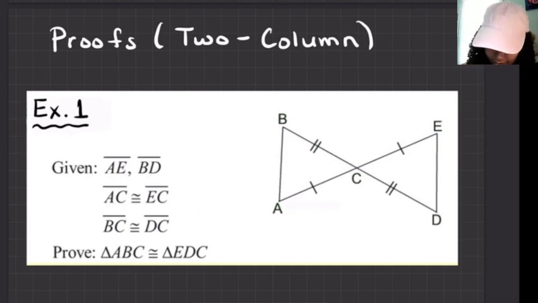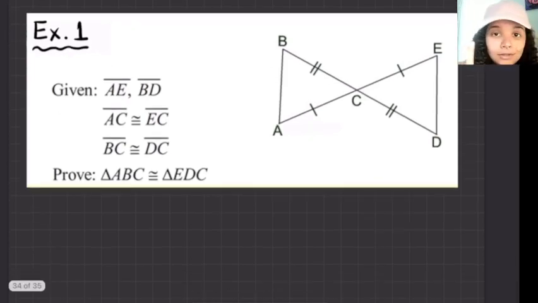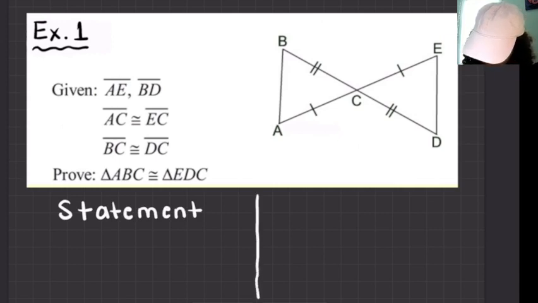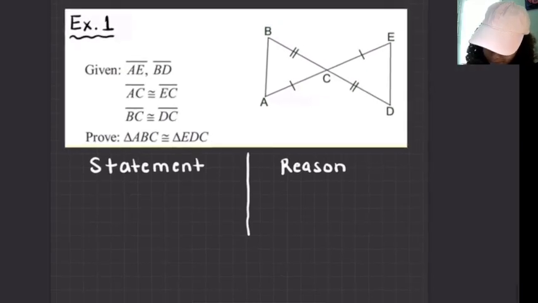So today we're going to be talking about proofs. And specifically, we're going to talk about what are called two-column proofs, okay? They're called two-column proofs because there are, you guessed it, two columns, okay? So let's take a look at this example here, and I'm going to show you guys how a two-column proof looks. So on one side, you'll have the statement, and you're going to go ahead and draw out your column, and on the other side, you'll have the reason, okay?